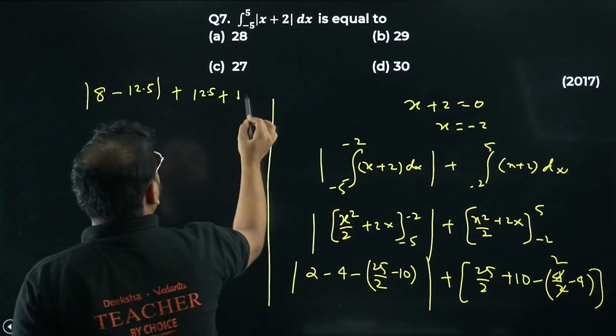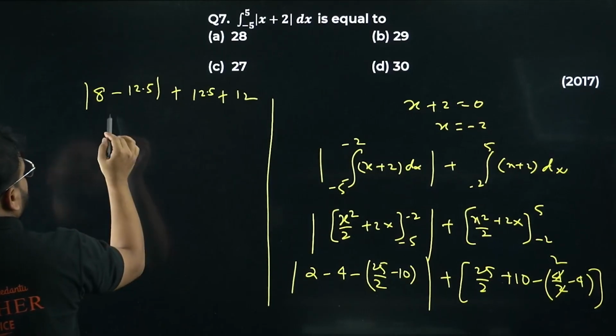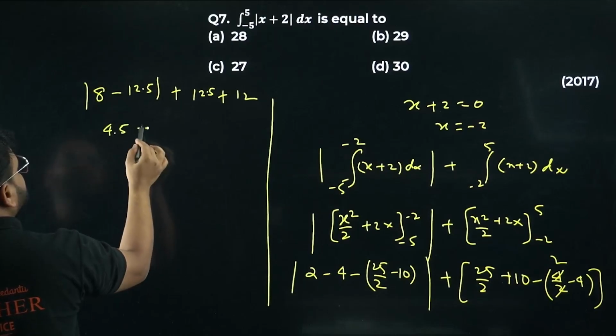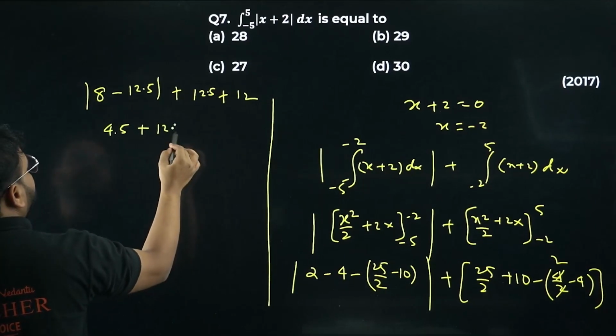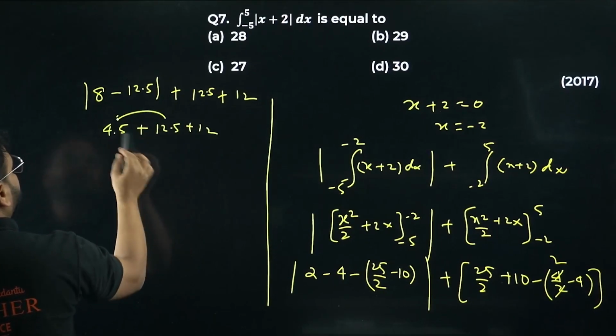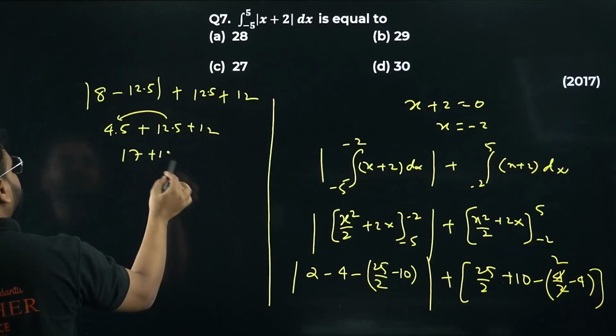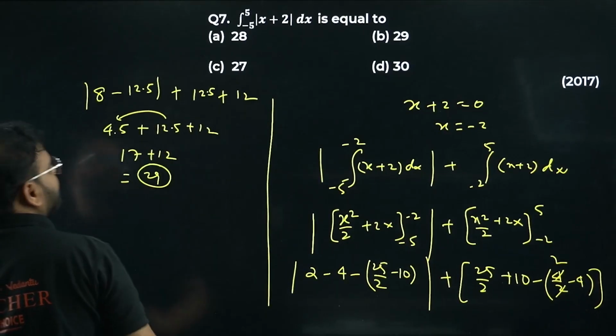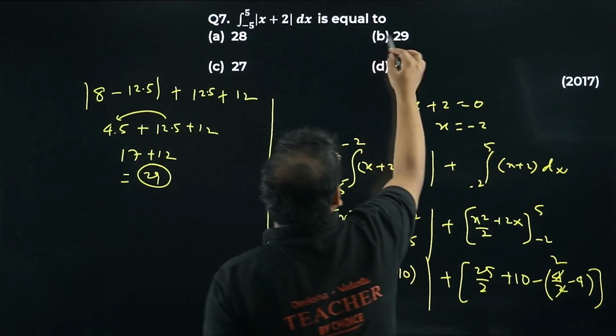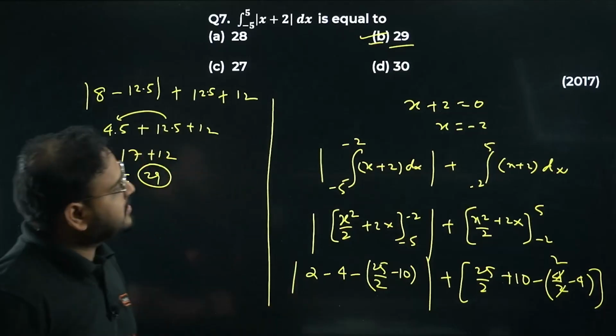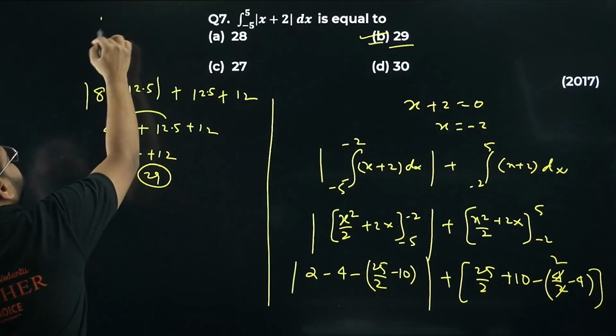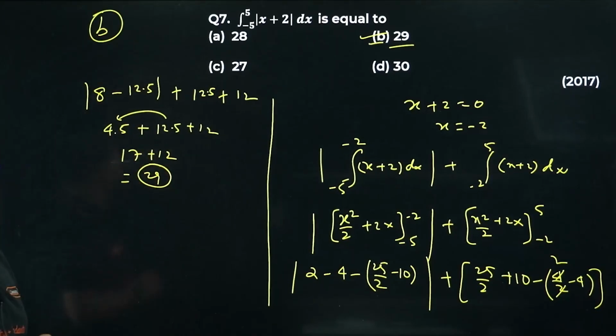So we have 12 on this side, L becomes, please check, minus 4, so 4.5 you'll have on this side, and 12.5 plus 12, please check, it'll become 16, so 17 plus 12, answer is going to be 29 square units. 29 is the answer. Please check. B is the correct option for the question number 7.